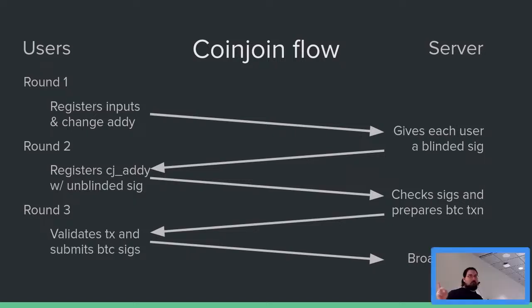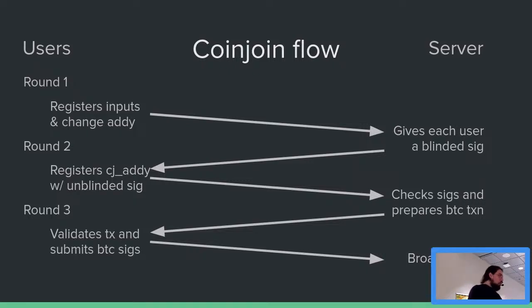But it's not signed. Everybody needs to sign this thing. So that's what he does. He submits this transaction template to everybody, and in round 3, everybody validates that they're getting the right amounts. They're validating that their CoinJoin address is getting 1,000,000 sats, and their change address is getting their inputs minus the fee, minus the CoinJoin amount.